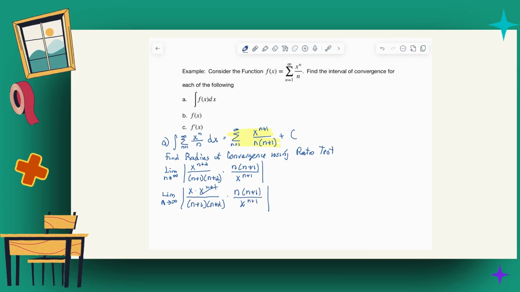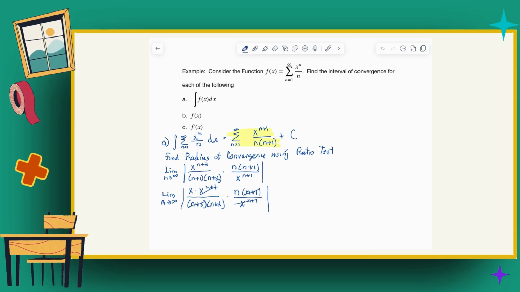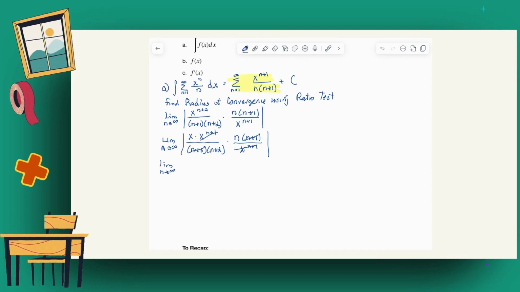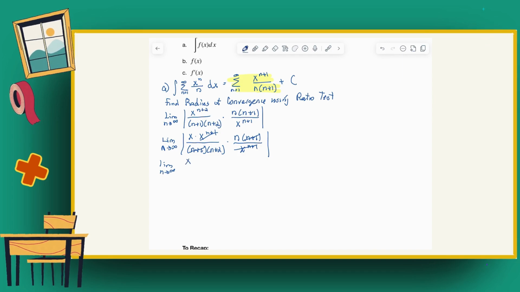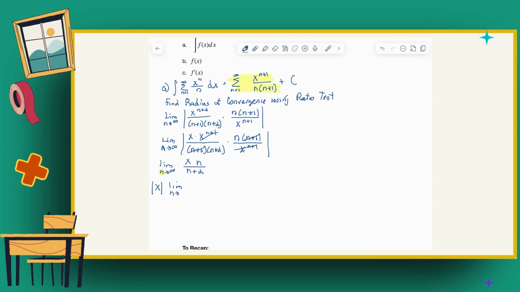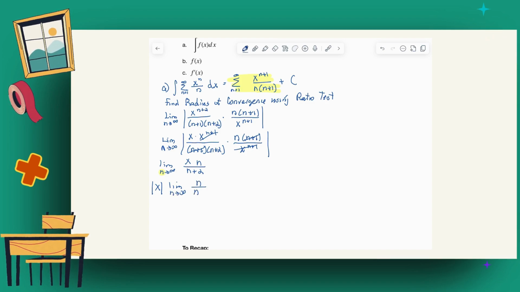Let's simplify down what's inside our absolute values, and that leaves us with the limit as n goes to infinity of the absolute value of x times n divided by n plus 2. Now to do this limit as n goes to infinity, we can factor out anything that's not an n. The absolute value of x can factor out.